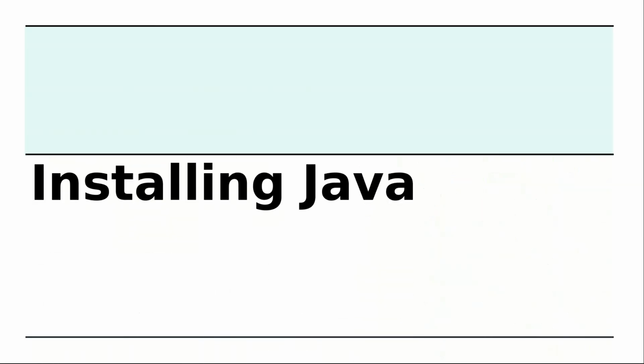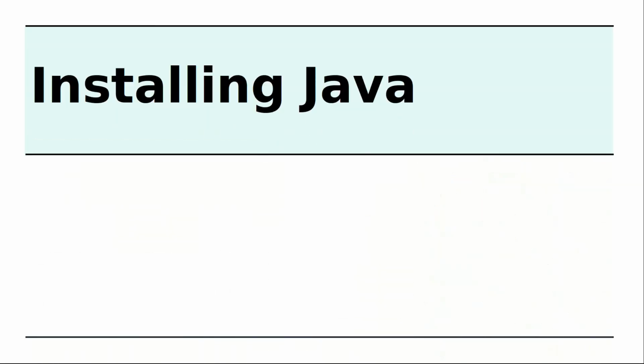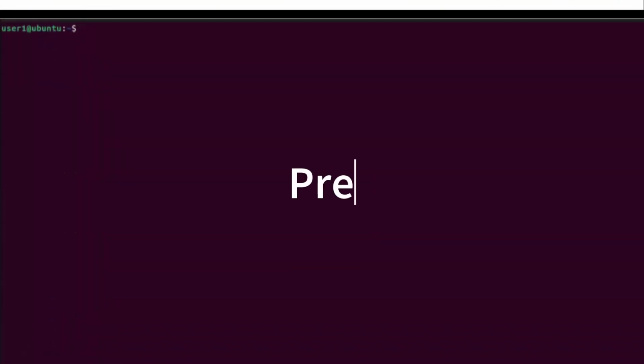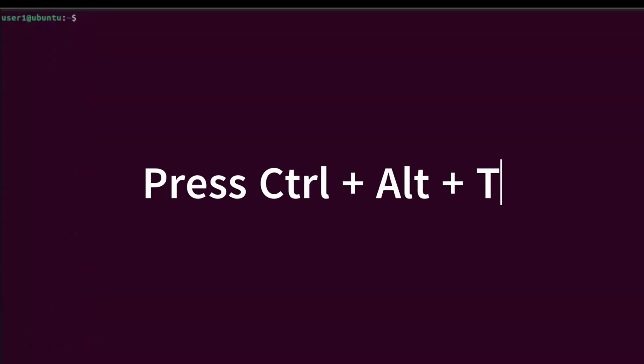The first step is to install Java. Spring Boot requires a Java Development Kit (JDK). Now, let's install the JDK in Linux. Let's get started. Now open a terminal. Press Ctrl+Alt+T. This is a common keyboard shortcut to open a terminal in many Linux distributions.